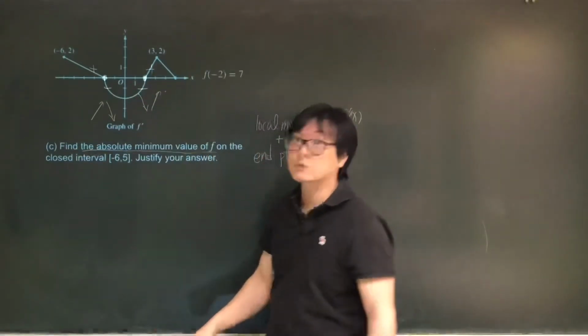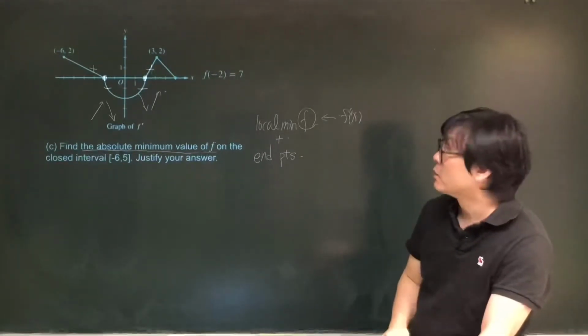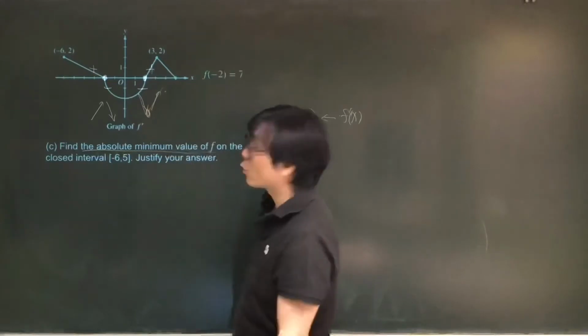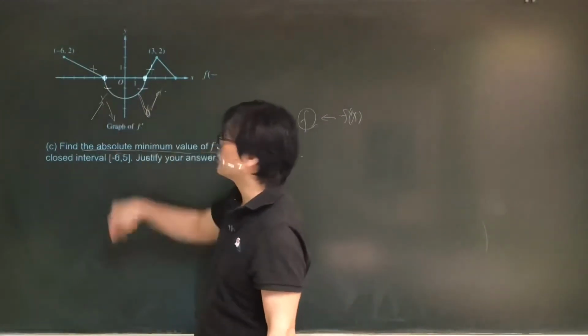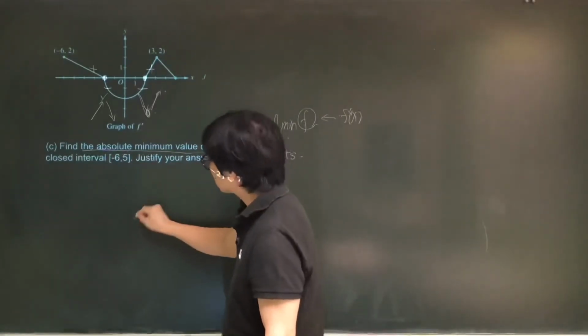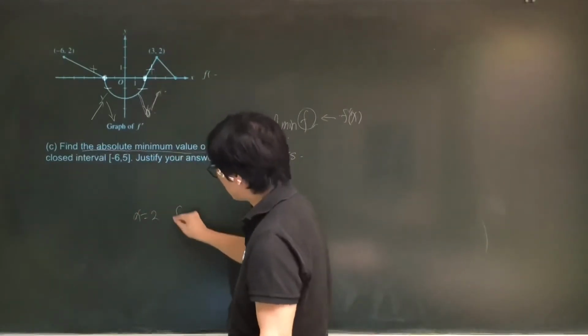We can find this out from the sign of f prime. To be a local minimum, it should be decreasing then increasing. So we have a local minimum at this point, and this point should be a local maximum. So here we found the local minimum at x equals 2, f of 2.